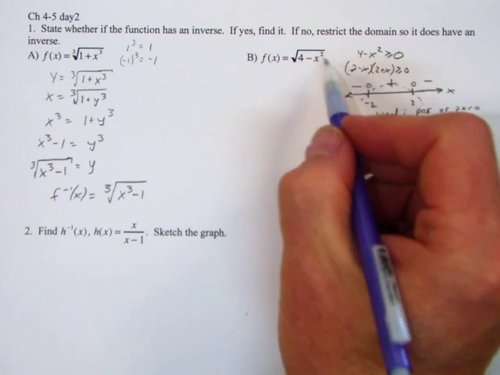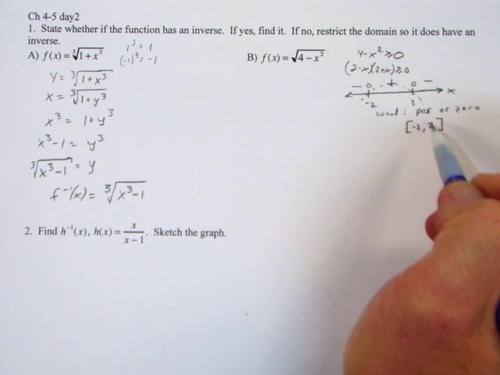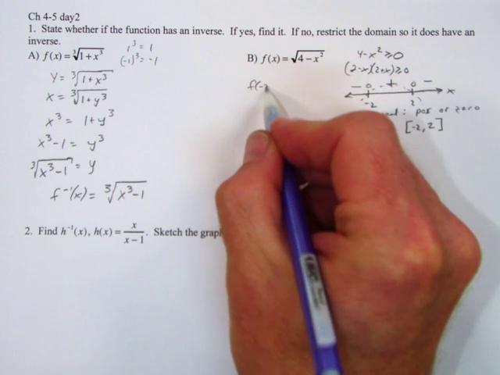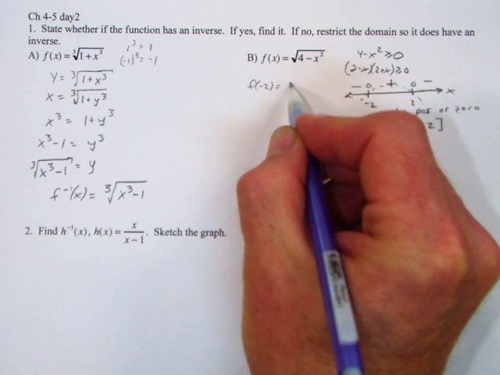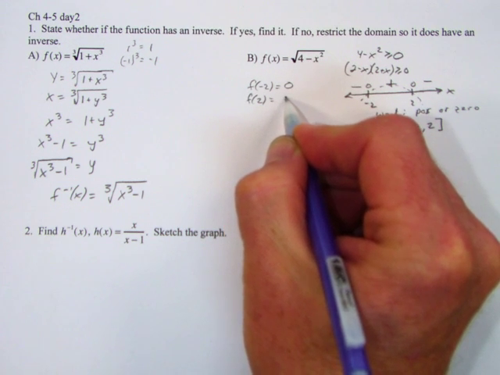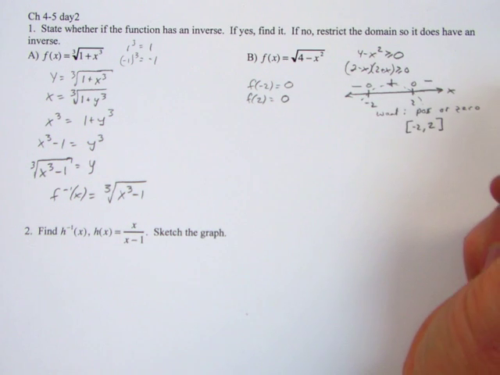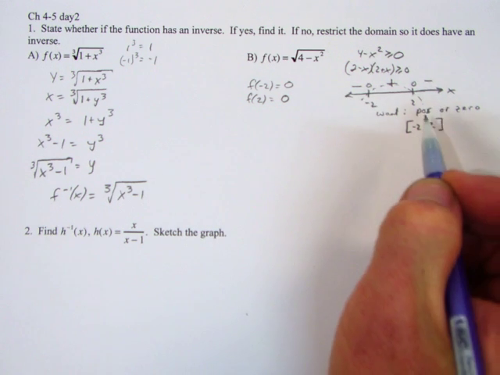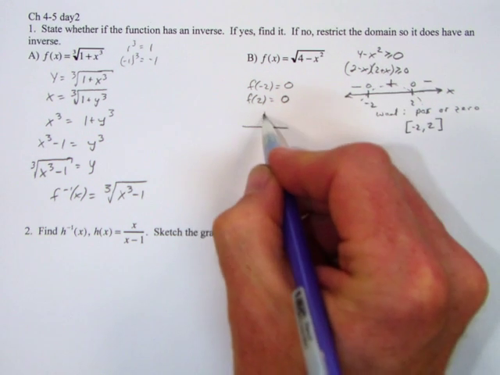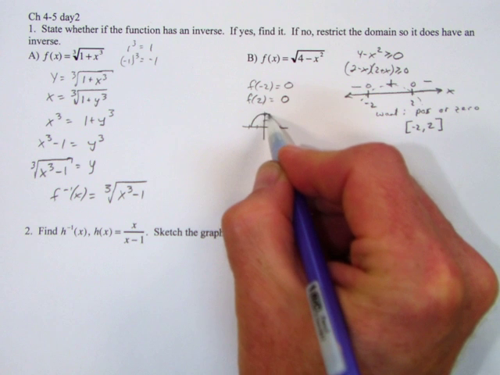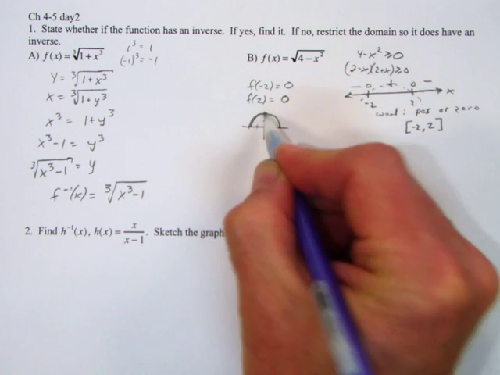Now, if I plug in -2 or 2, what happens there? If I say f of -2, it's going to be the square root of 4 minus 4, and the square root of 0 is 0. f of 2 equals the square root of 4 minus 4, and the square root of 0 is 0. Does this have an inverse? No. Do you know what this graph looks like? We could plot points. We could plug in a bunch of values like 1, 0. This thing is looking like this. It's a semicircle.